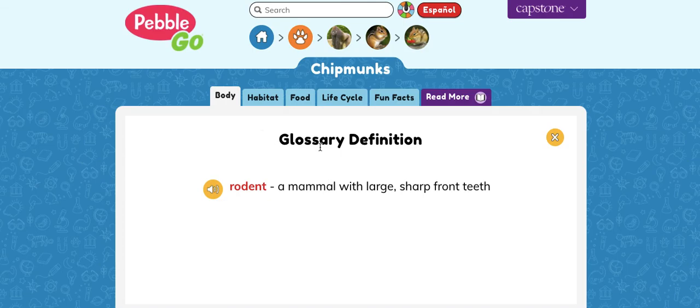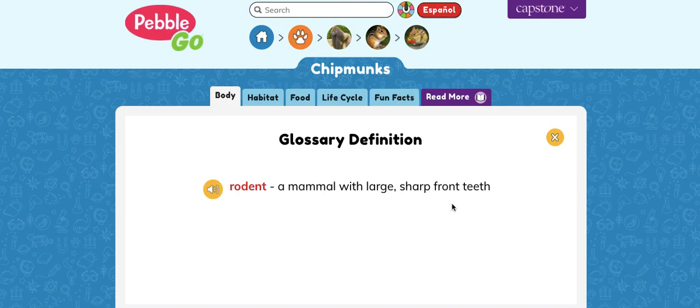There we have a glossary definition. And we have our icon again. That means, right, you're correct, read aloud. Rodent. A mammal with large, sharp front teeth.